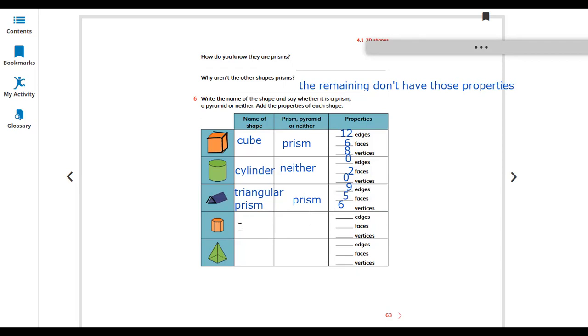After this, we have another shape. It's a hexagon, or hexagonal prism. Hexagonal prism, obviously, it is not a pyramid, it's also a prism, with flat surfaces.